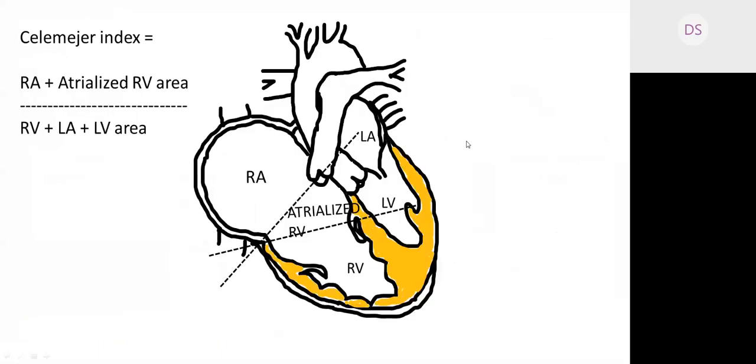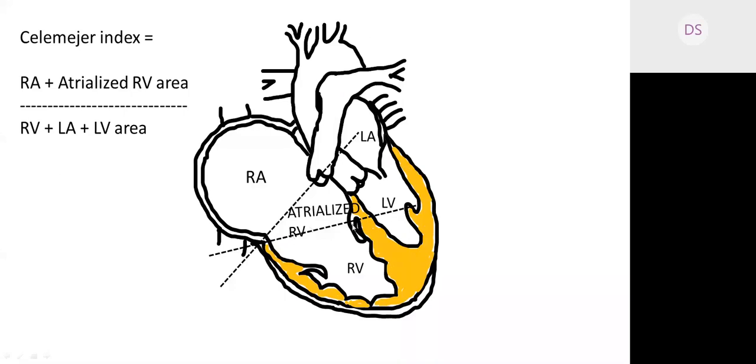Okay, now with this understanding, this is just a mention that based on the previous classification, we use the Celermajer index criteria on echo, which tells you that you take the area of the right atrium and the atrialized right ventricle and divide it by the area of the right ventricle, left atrium and the left ventricle. And this index is also a good indirect marker to understand the prognosis.